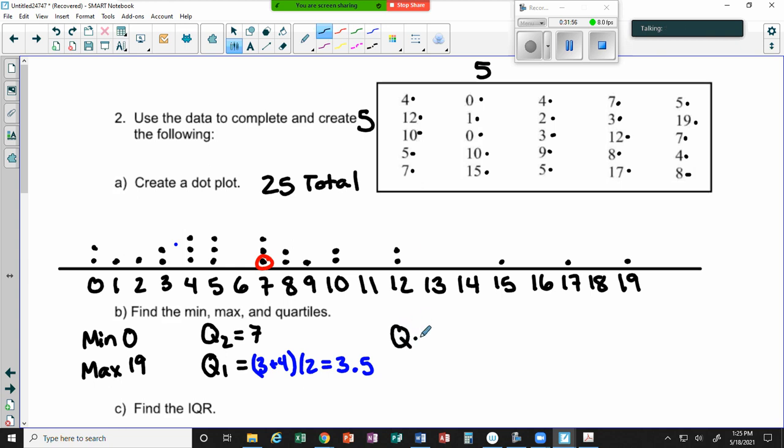Q3, excuse me, I already found Q2. For Q3, do the same thing, just go on the other side. So I'm going to count here, 1, 2, 3, 4, 5, 6. So 6 takes me to right here, this point. Now I go this way, 1, 2, 3, 4, 5, 6. So it's in the middle of 10 and 10. So what's in the middle of 10 and 10? If you average 10 and 10 together, you get what? 10.